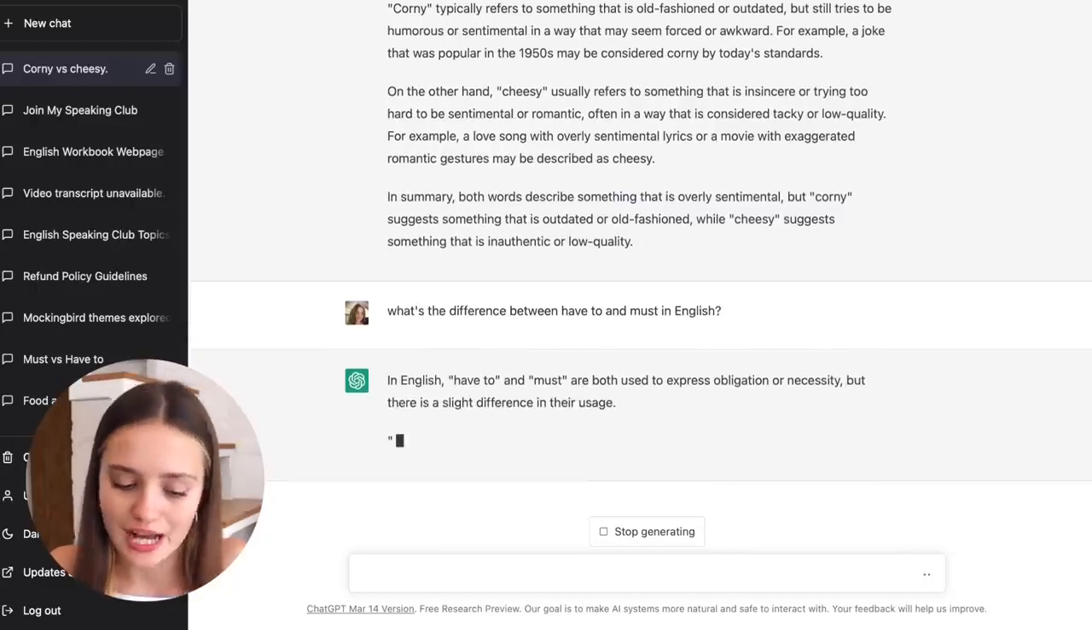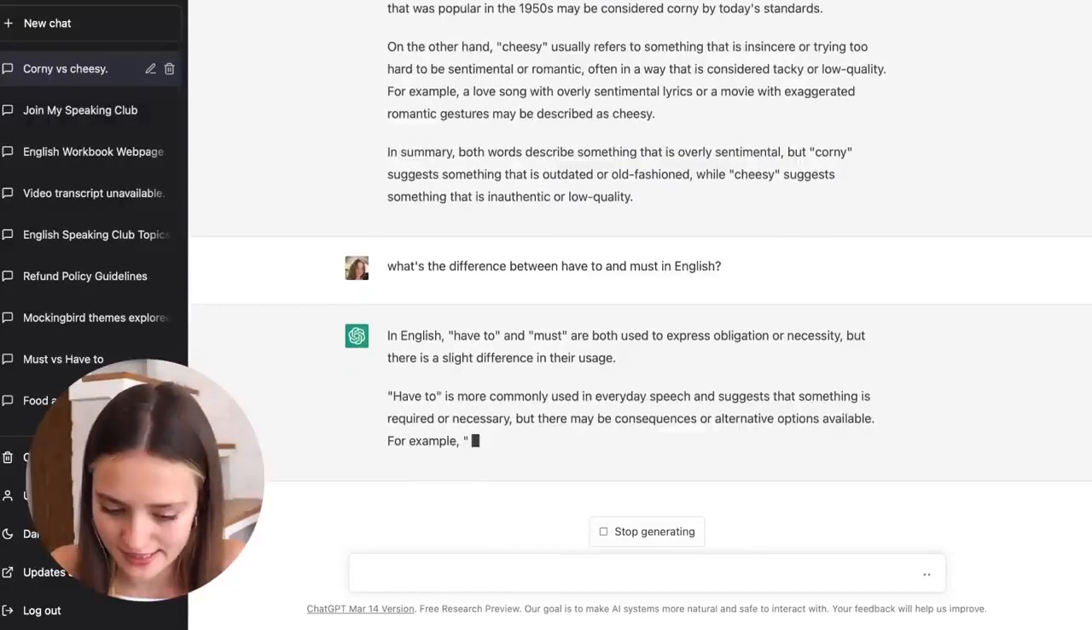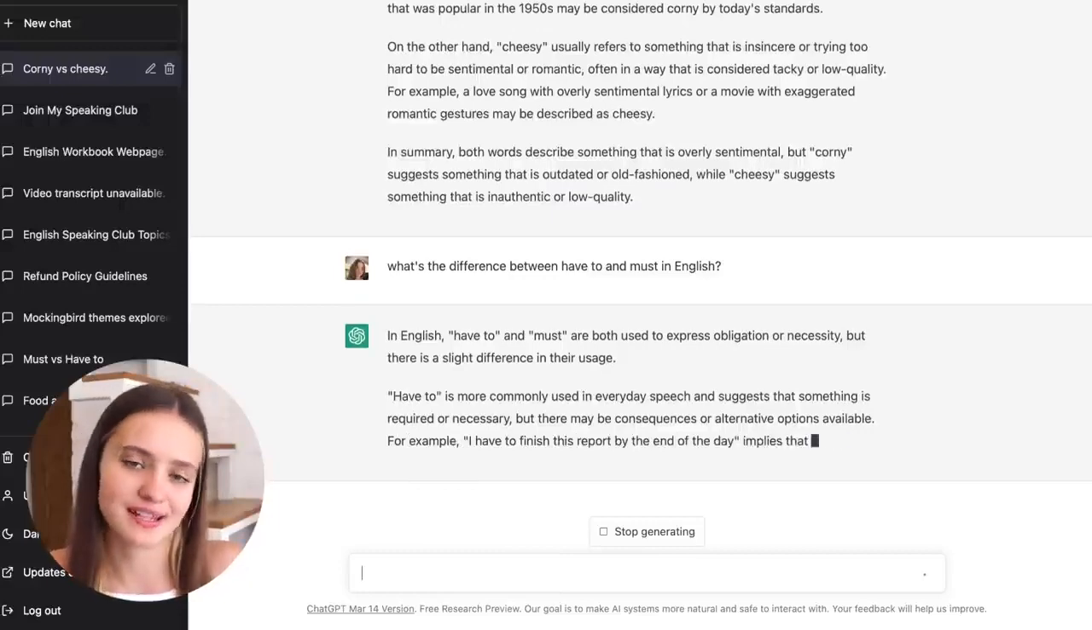Obviously, all we need to do to understand the difference between have to and must is use ChatGPT. Let's try. Okay, so in English, have to and must are both used to express obligation or necessity, but there is a slight difference in their usage.